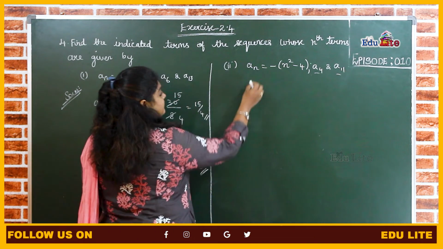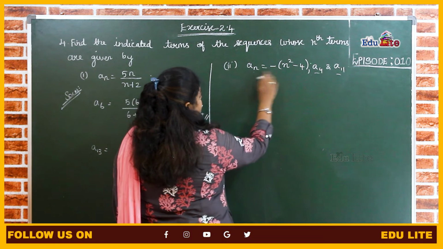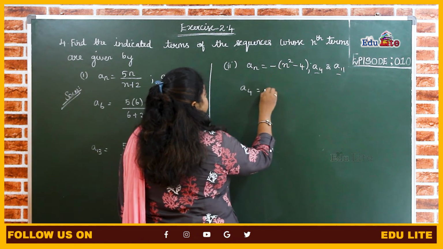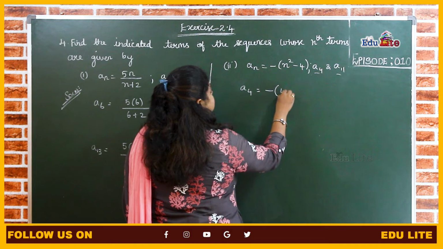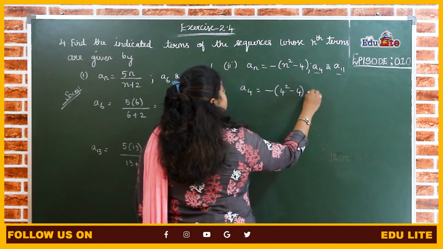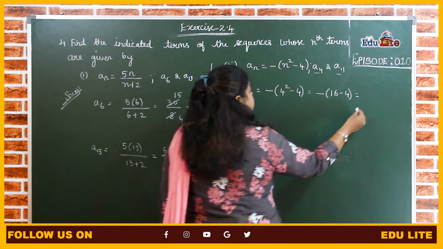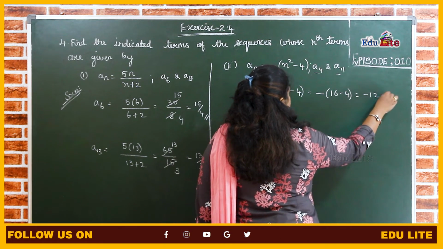To find A4 and A11, we have to consider the nth term as such. So, finding A4, we have to substitute the value of n as 4. Minus n value is 4 square minus 4. Minus 4 square is 16 minus 4. 16 minus 4, it is minus 12.